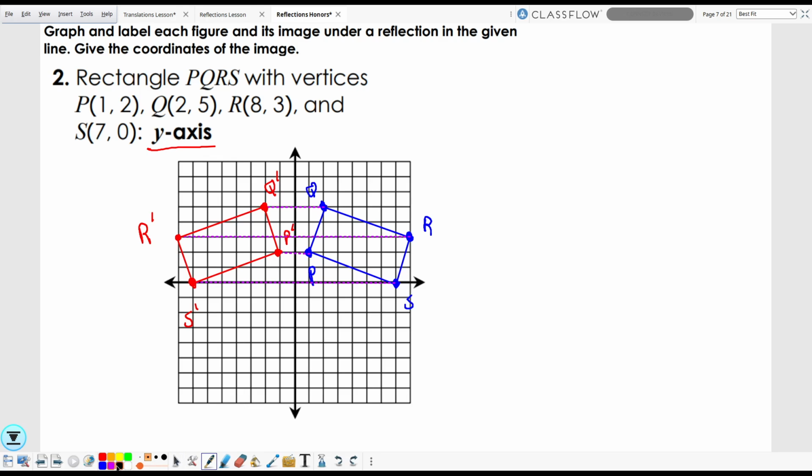And remember how I said that if I draw the segment from the preimage to its image, like from Q to Q prime, we know that the line of reflection bisects that line. So Q to the line of reflection is a value of 2, and the line of reflection to Q prime must have a value of 2 as well. The other thing is that the line of reflection intersects that segment at a right angle. So we would say it's the perpendicular bisector of the segment from the image and its pre-image.